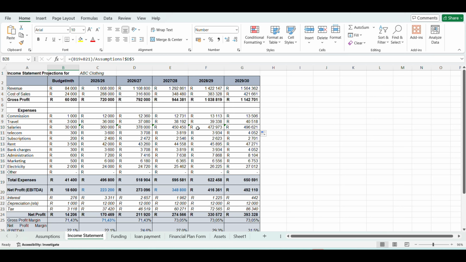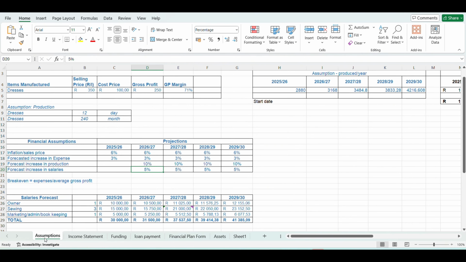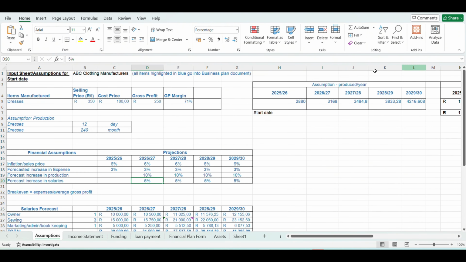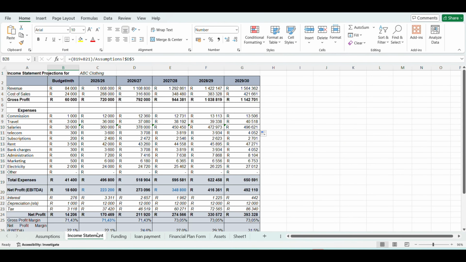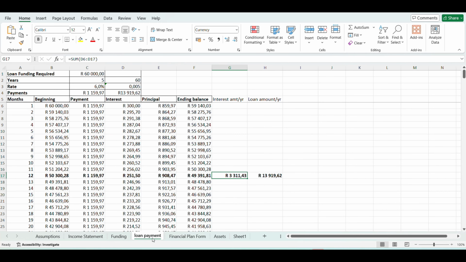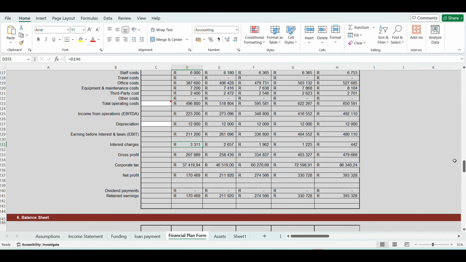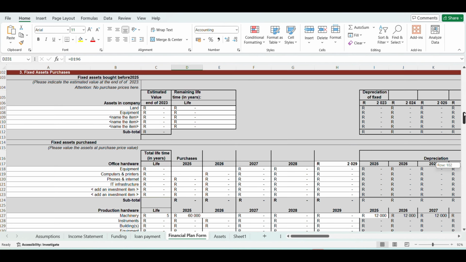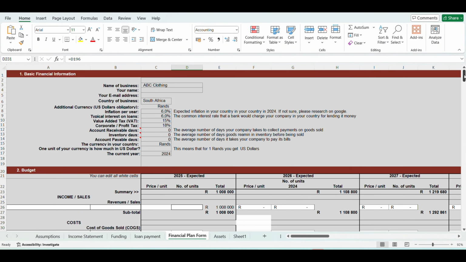You will notice there's some writing that's in blue. All the writing that is in blue actually goes into the business plan document. Right? So it will show this net profit. Right? Then we got the funding. Remember, you need quotations for this. The loan payment. Right? Then we go to the financial plan form, the financial statements. So this automatically creates the financial statements.